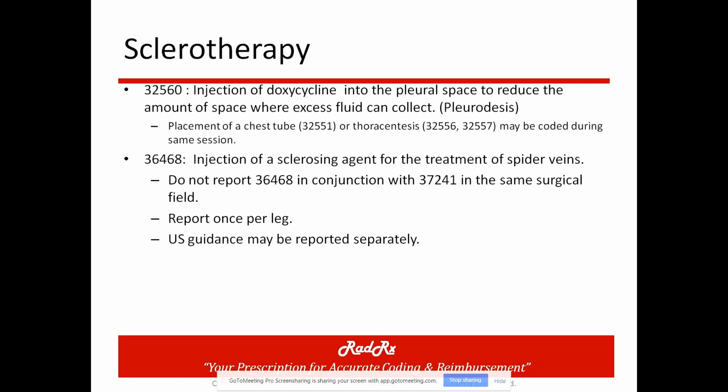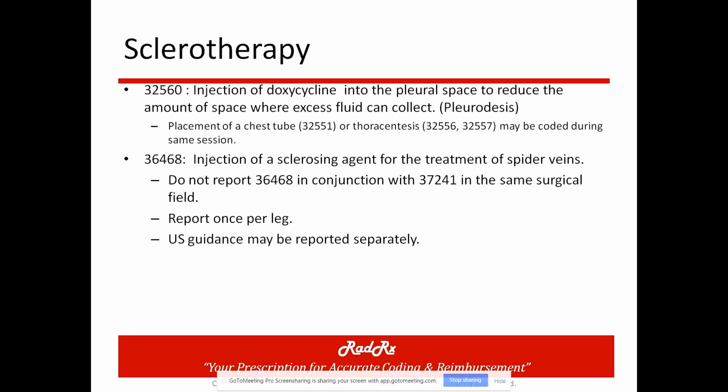That is going to be specifically for a sclerosant that treats spider veins when they're doing that extremity. And then for that, it's reported once per leg, and then ultrasound guidance used may be separately reported. Now, this is for treatment of spider veins, so this is different from venous embolization, which is 37241.